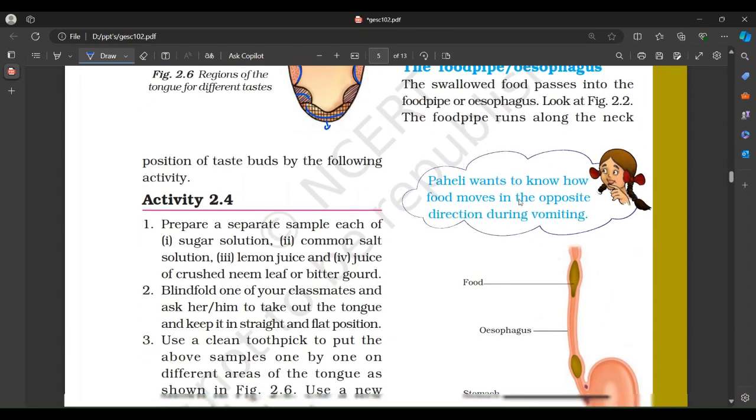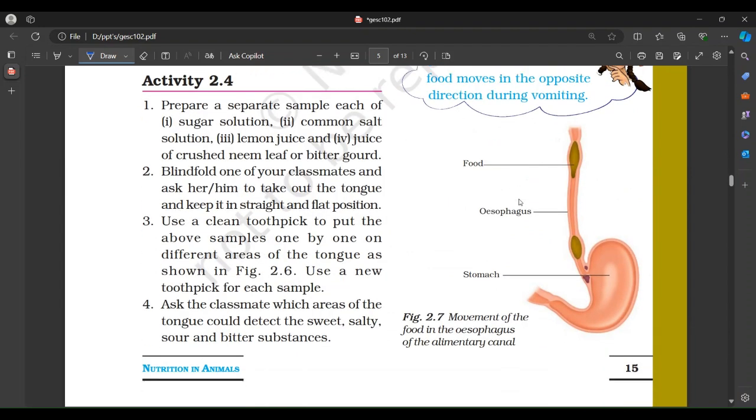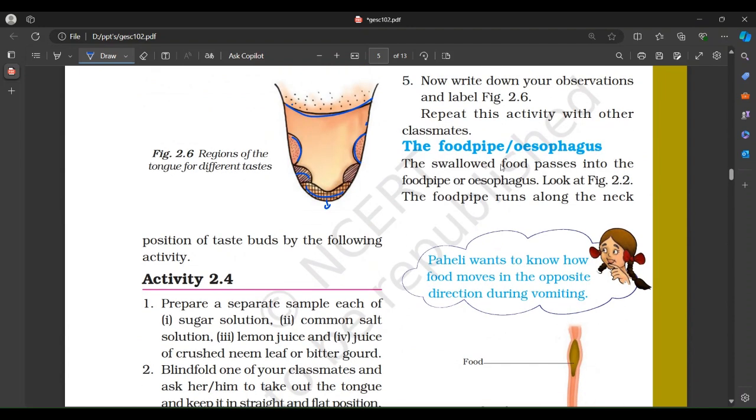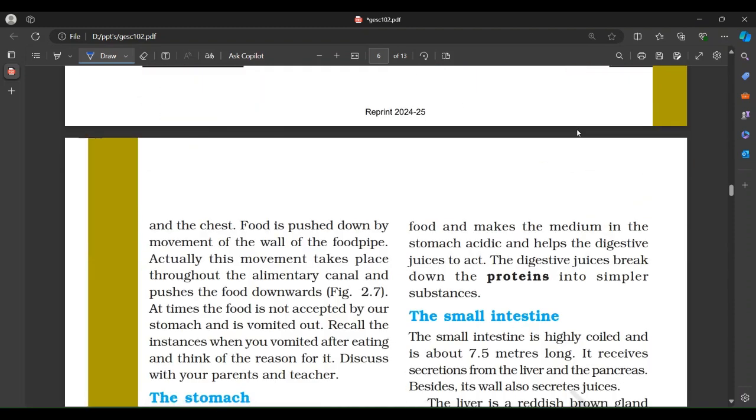So we have here an activity for this position of test bar. By the following activity you will understand. You just read it, but we are going to start with the food pipe, the esophagus. Now the swallowed food, what will happen after that? The swallowed food passes into the food pipe or esophagus. The food pipe runs along the neck and the chest. The food is pushed down by movement of the wall of the food pipe. Actually, this movement takes place throughout the alimentary canal and pushes the food downwards.